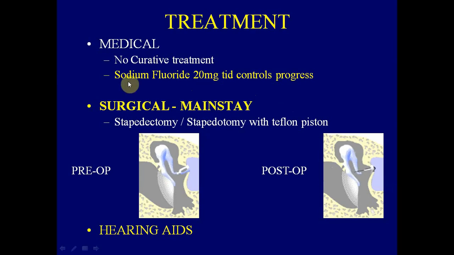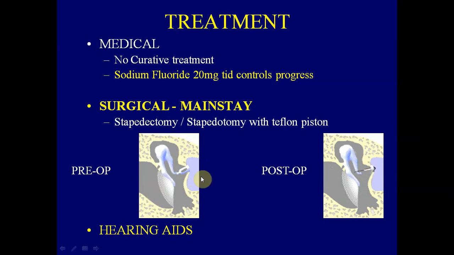The surgical treatment for otosclerosis is either stapedectomy or stapedotomy. The difference here is, in stapedectomy, the entire footplate is removed and replaced. A graft is placed and over that a piston is placed, whereas in stapedotomy a perforation is made on the stapes footplate and the piston is placed between the long process of incus and the perforation that is made on the stapes footplate.